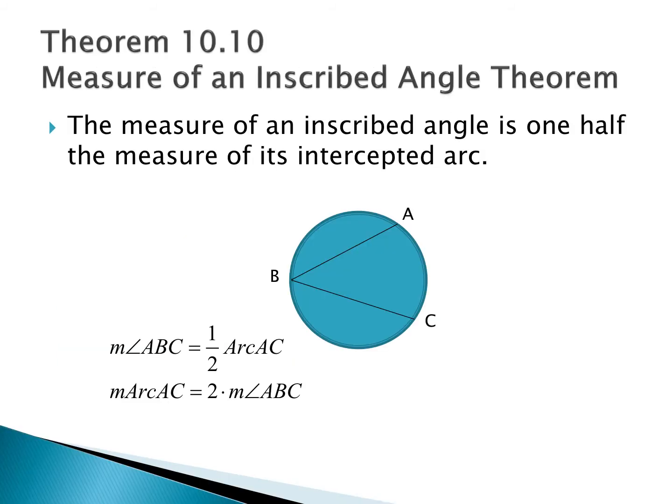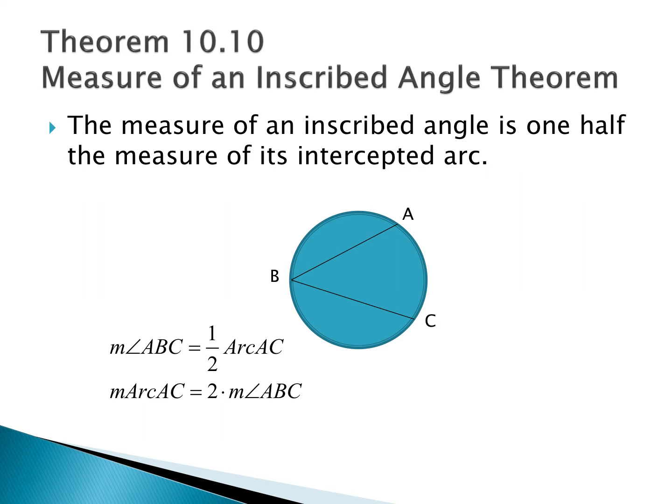Theorem 10.10, again, don't memorize the number. You can memorize the name or what it states. It's called the measure of an inscribed angle theorem. And here it states that the measure of an inscribed angle is 1/2 the measure of its intercepted arc.